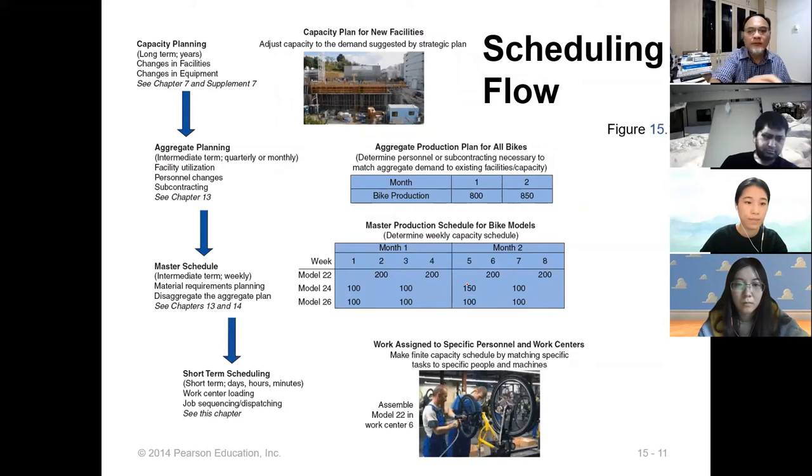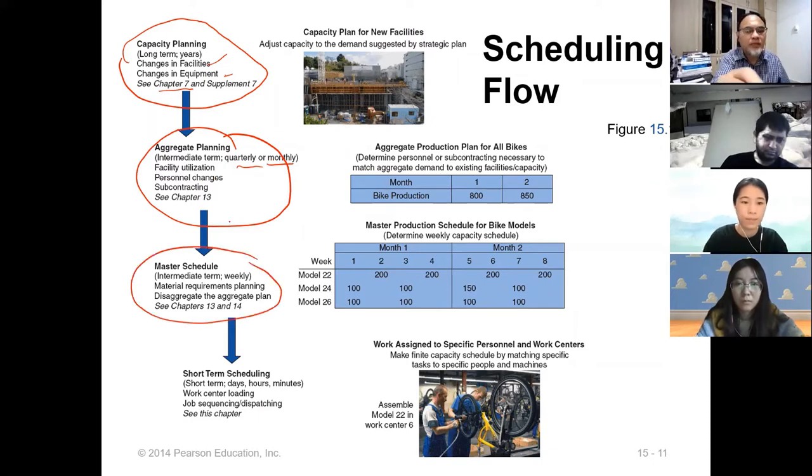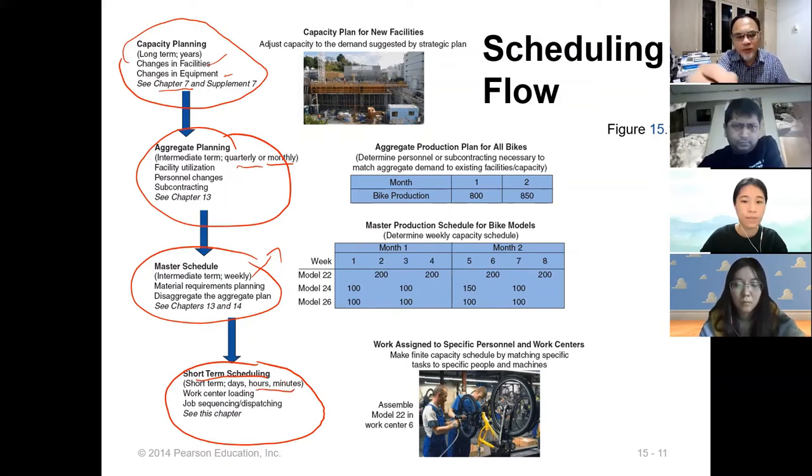Now, if you still remember, in chapter 7, which we did last semester, capacity planning. Capacity means long term, change in facility, change in equipment. Then aggregate planning. Aggregate planning is in terms of facility utilization, quarterly or monthly. Okay. Then you go for master scheduling. Of course, this is especially for product-based system. So today we're talking about short-term scheduling, which is much, much shorter. So long-term, intermediate-term, short-term: days, hours, minutes. We're talking about days, hours, minutes.